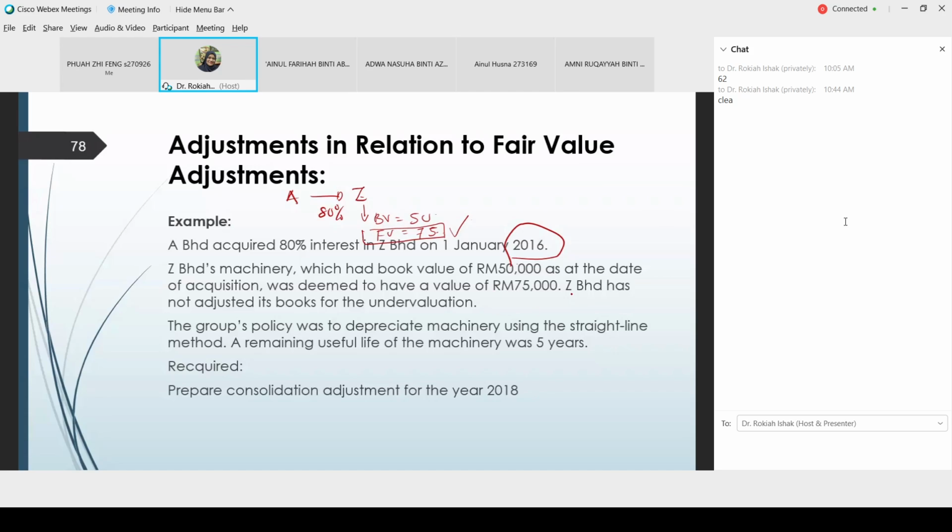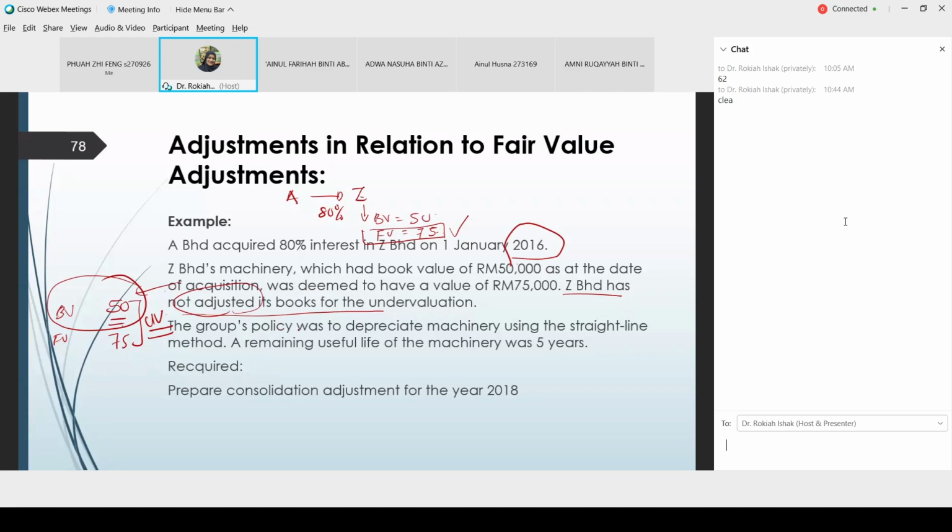But it said that Z has not adjusted its book value. It does not adjust the book value, which means that it's still using 50,000. So the book value is 50. The fair value is supposed to be 75. So the asset will be undervalued, because you still use the old one since you don't make any adjustment. So using the old one.